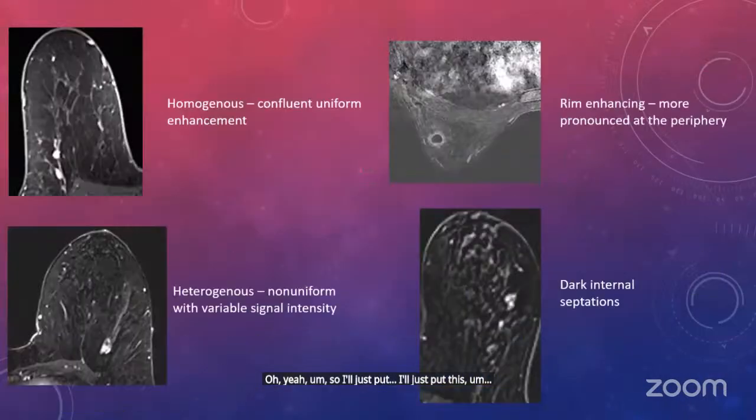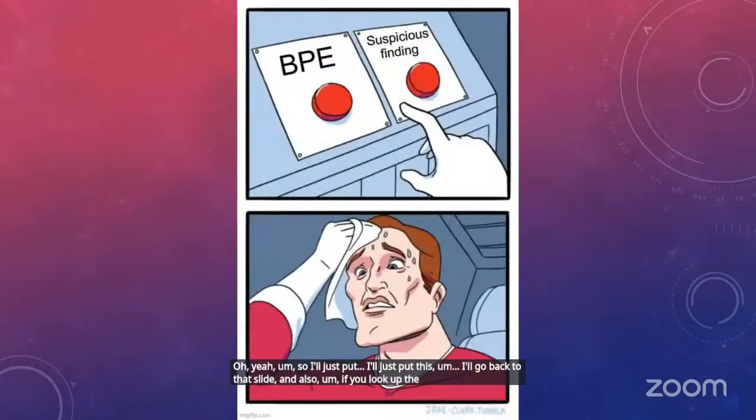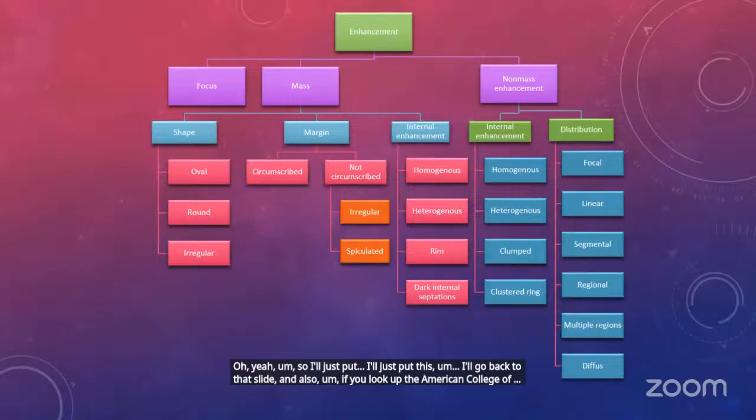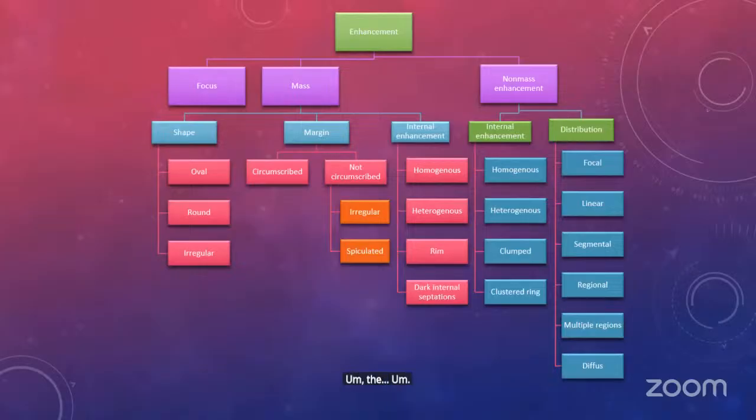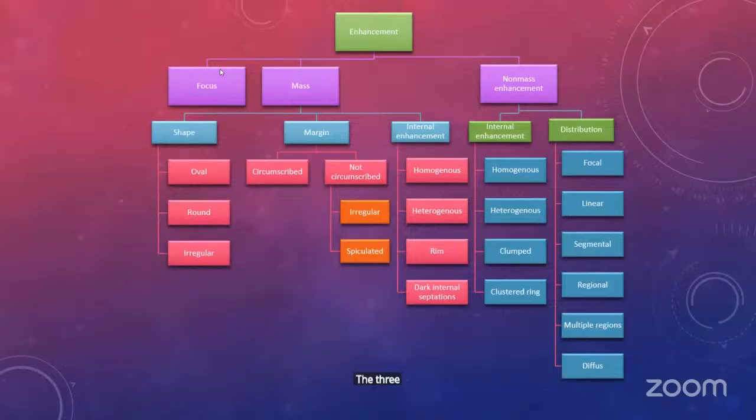I'll go back to that slide. And also, if you look up the American College of Radiology MRI BI-RADS lexicon, they have all of these terms in a chart. This is just how I like to organize them. So you have the three broad categories of things that enhance: your focus, your mass, and your non-mass enhancement.